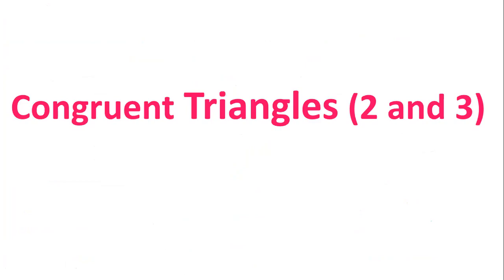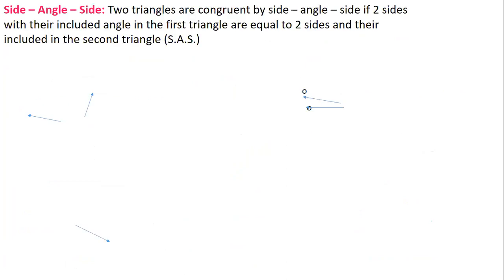Now, congruent triangles, case 2 and case 3. Case 2: two triangles are congruent by side, angle, side. If two sides with their included angle in the first triangle are equal to two sides and their included angle in the second triangle, this is called SAS.